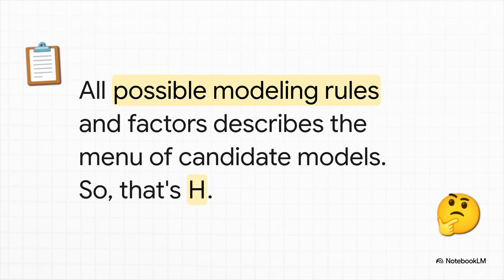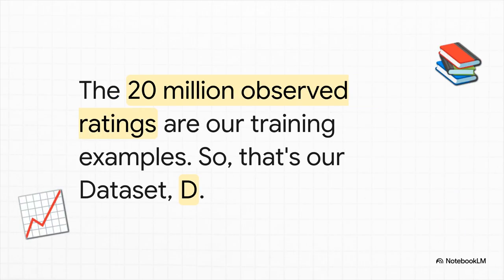What about all possible modeling rules and factors? That sounds like the entire universe of models we could possibly choose from. That's our menu of options, our hypothesis set H. And that leaves us with the 20 million ratings. What's that? Well, that's our real-world evidence, our mountain of clues that we're going to use to learn the pattern. That, of course, is our data set, D.